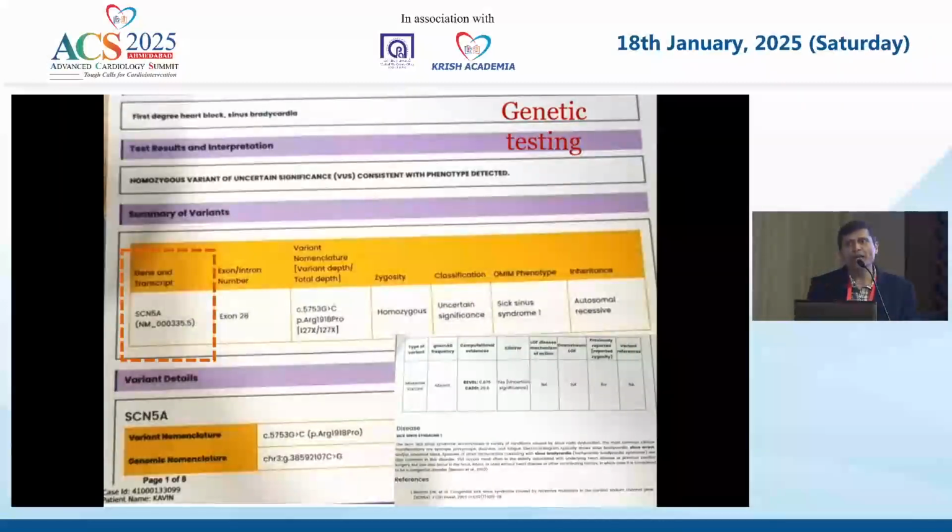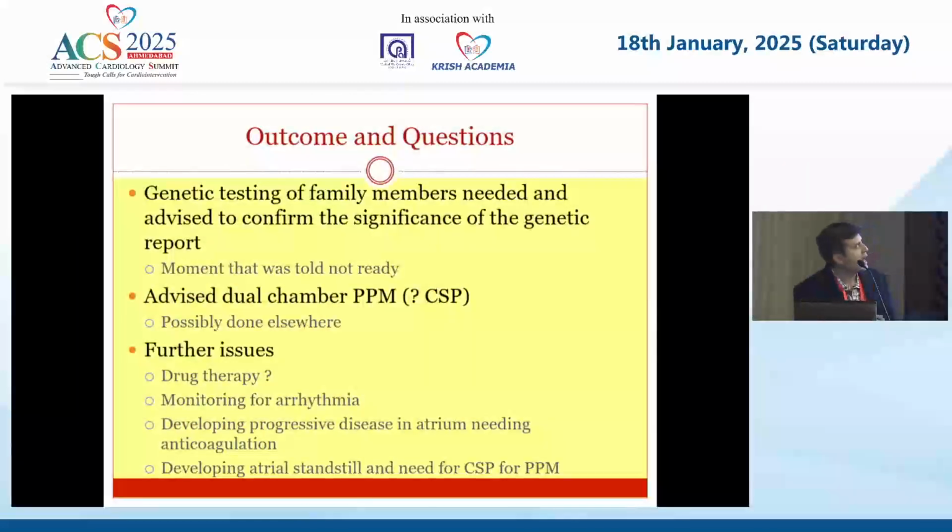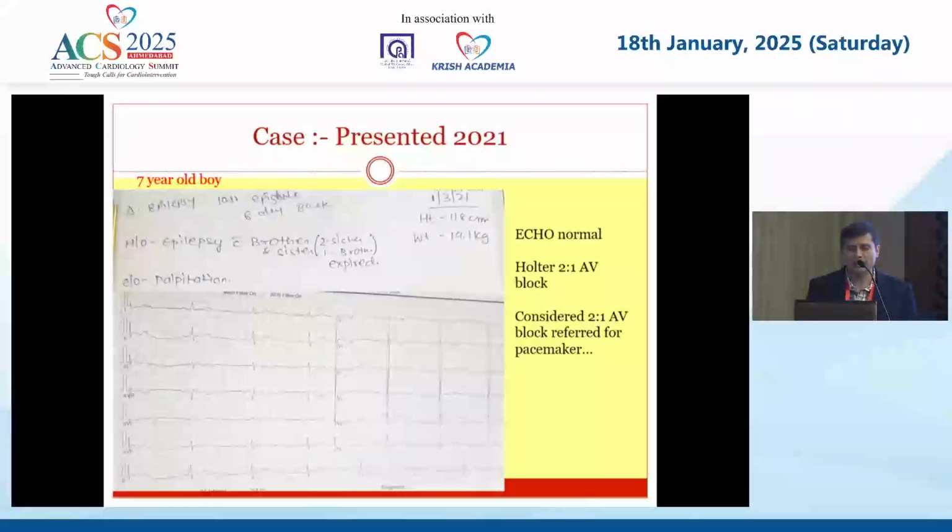So knowing why this happens is very important to further answer these questions: whether it will progress and what kind of pacemaker the patient would require. Because it will progress, the atrium will get burnt out, and you might require conduction system pacing in that.